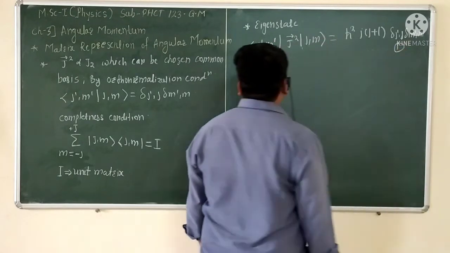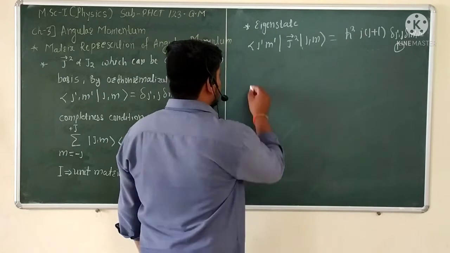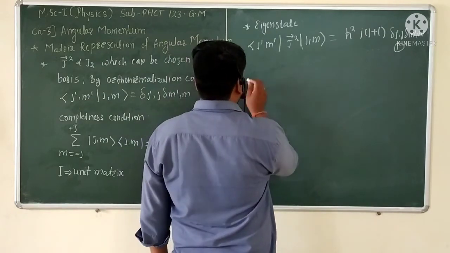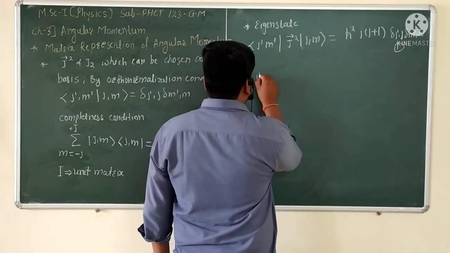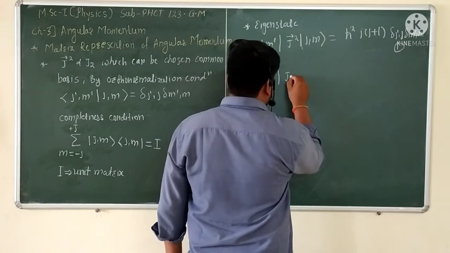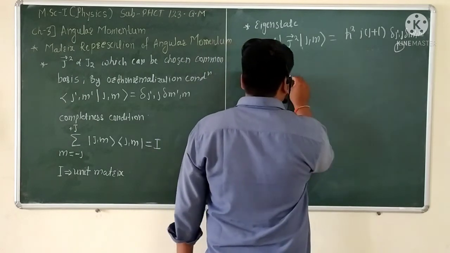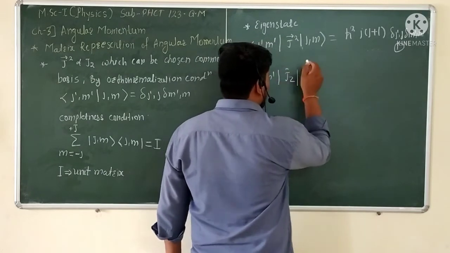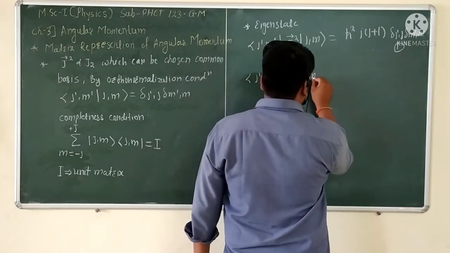And the second relation is given by the ket of j prime m prime with Jz operating on ket j and m.